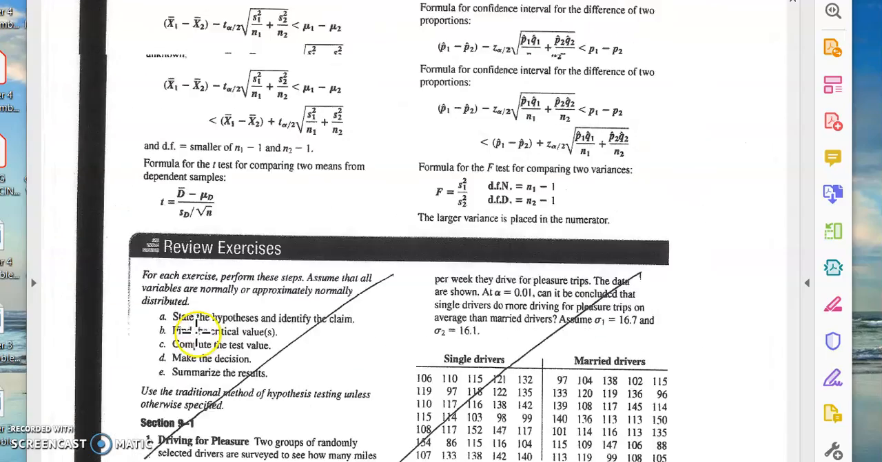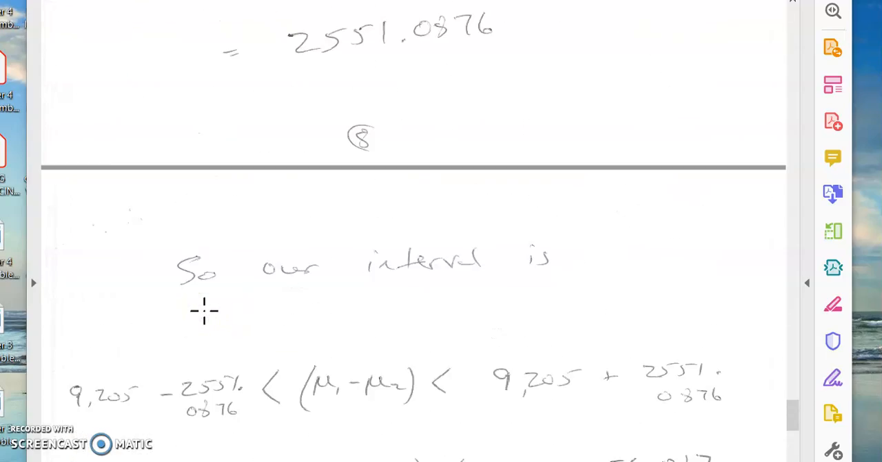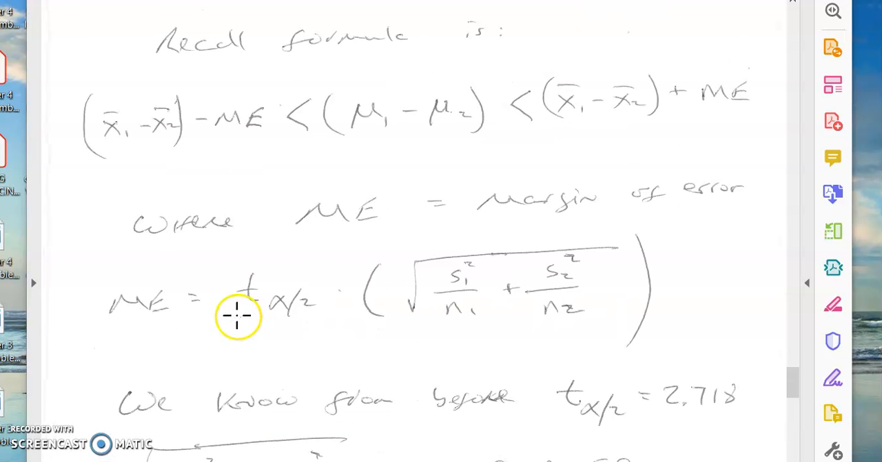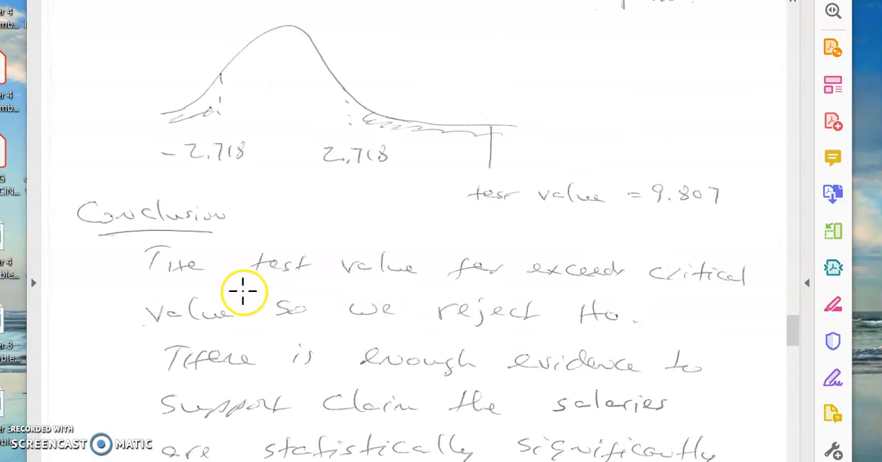Okay, so now we have determined what the critical value is. I'm sorry, I'm going to give you a headache here.